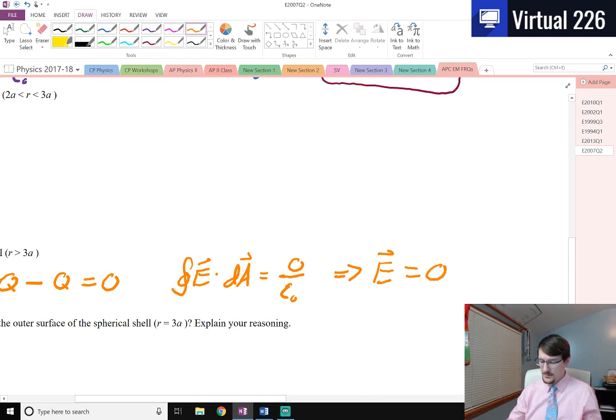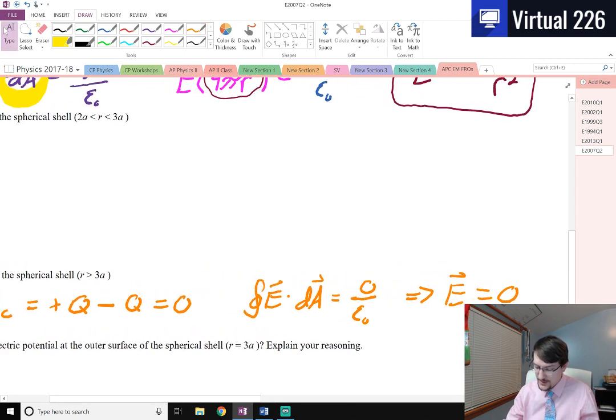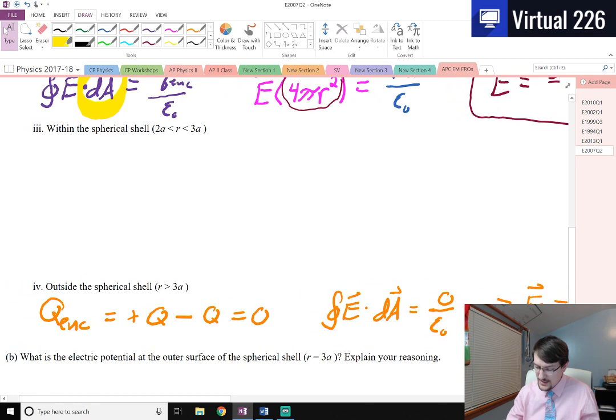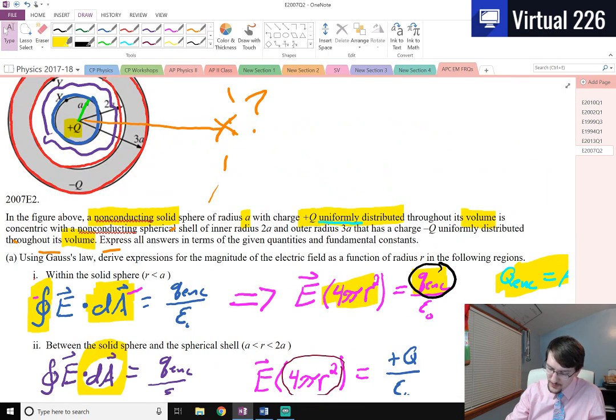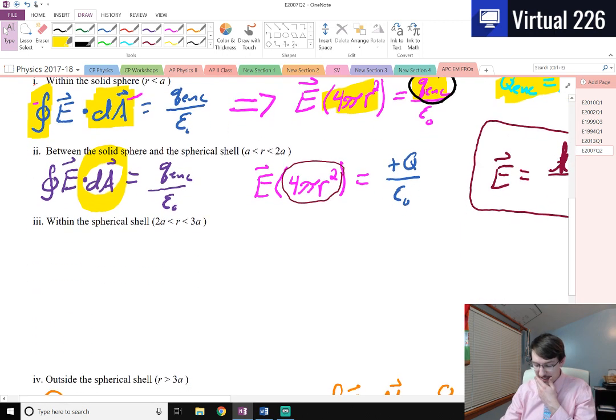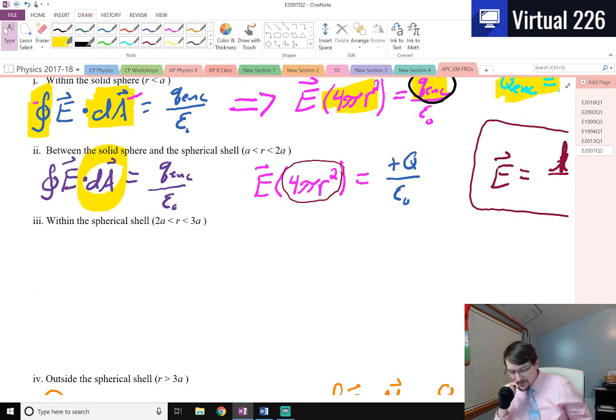And that's it. So we don't even actually have to do anything there. We just know that it's 0. That's a really easy one for us. Now, like I said, this one previously, within that outer shell somewhere, so what is it when you're in the red region? This one's a little tricky here.